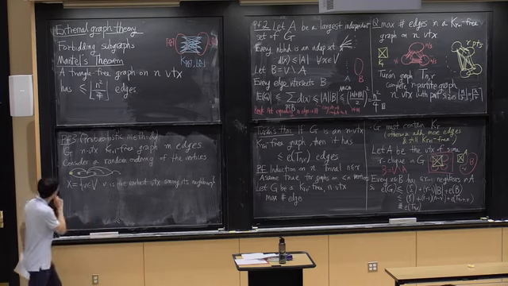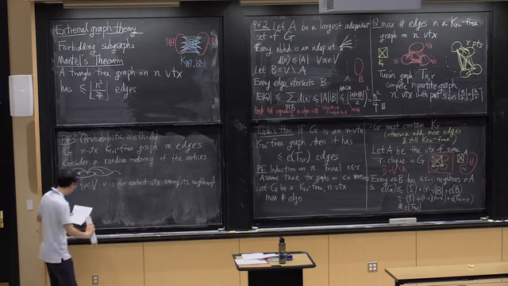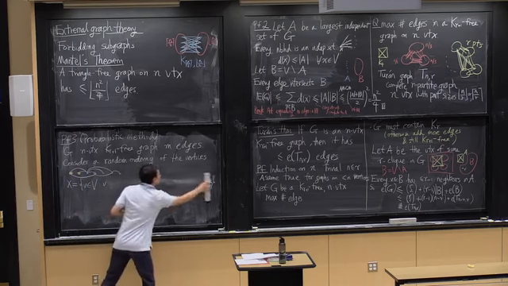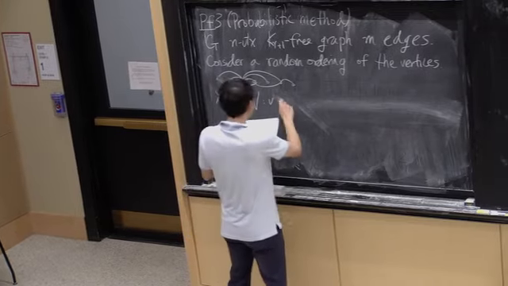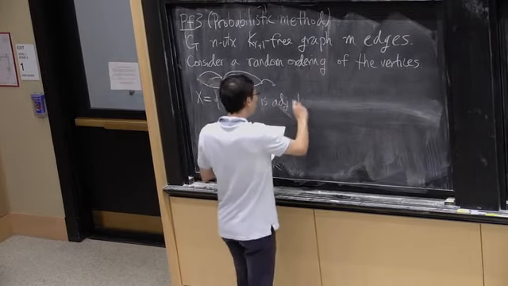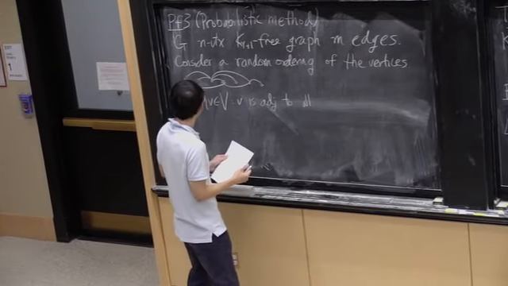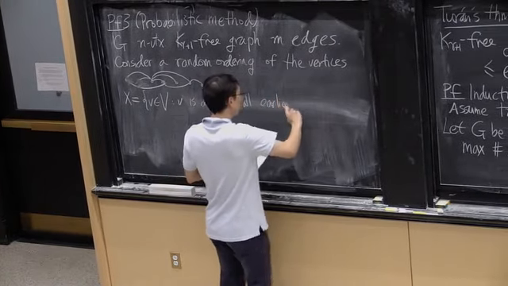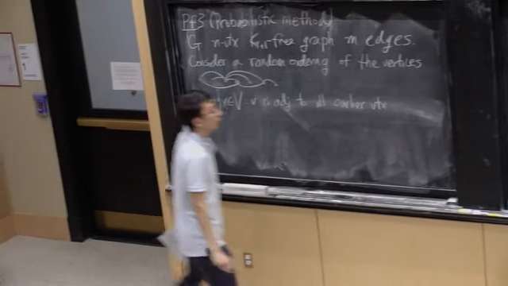Hold on, that's not what I want to do. I actually do mean what I was going to write down initially. So if V is adjacent to all the earlier vertices in its ordering.